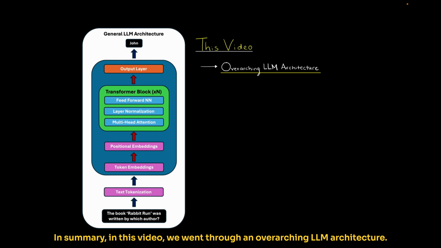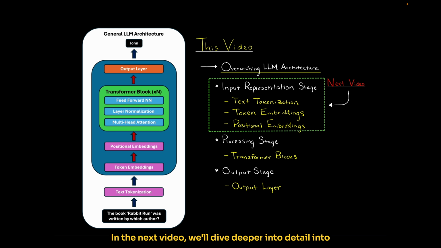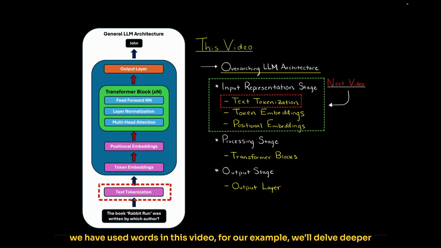In summary, in this video we went through an overarching LLM architecture. We discussed the three general stages associated with this process and went through an iterative example. In the next video, we'll dive deeper into detail into how each one of these stages and substages works, starting with the input representation stage. In particular, although we have used words in this video for our example, we'll delve deeper into how text tokenization works and what tokens actually mean.